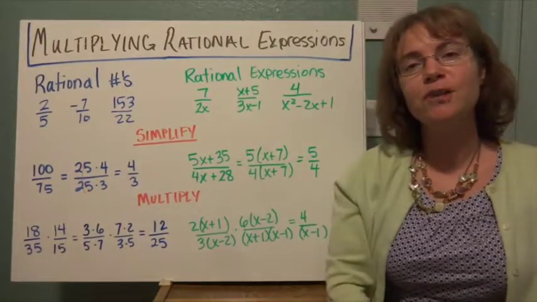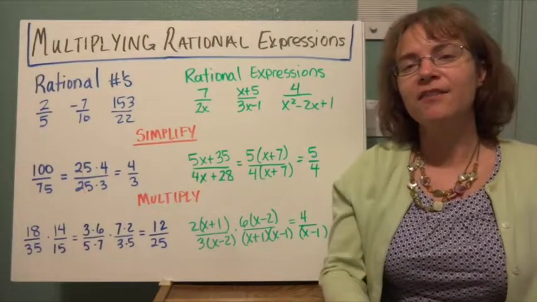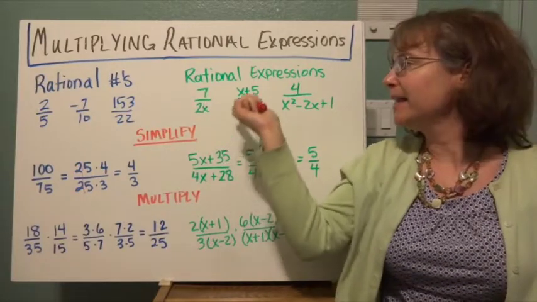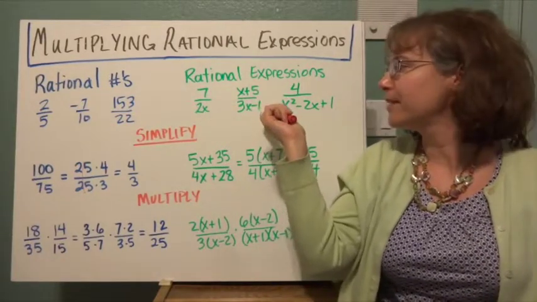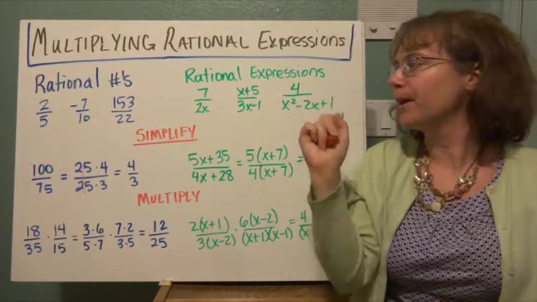Rational expressions are just polynomials written over each other. So instead of a over b, you can think of it as p of x over q of x. For example, 7 over 2x, x plus 5 over 3x minus 1, 4 over x squared minus 2x plus 1.